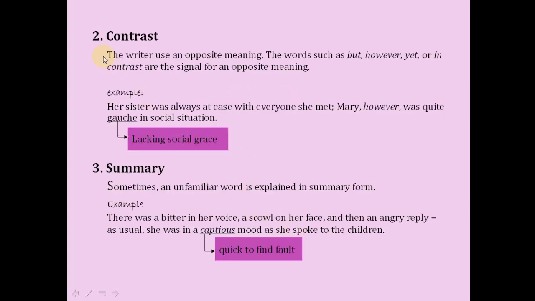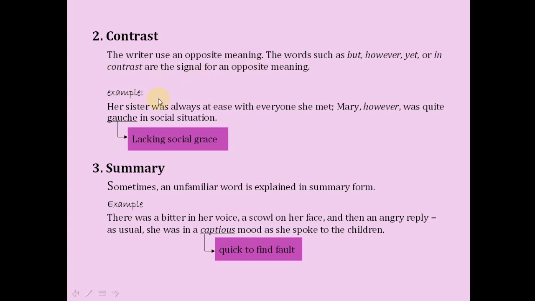Okay, next we come to the second kind of context clue, that's contrast. Contrast is when the writer uses an opposite meaning. Jadi dia menggunakan lawan daripada meaning itu tadi, atau kita biasa sebut dia menggunakan antonym, opposite meaning. Words such as but, however, yet, or in contrast adalah signal daripada opposite meaning tadi, lawan dari tadi.